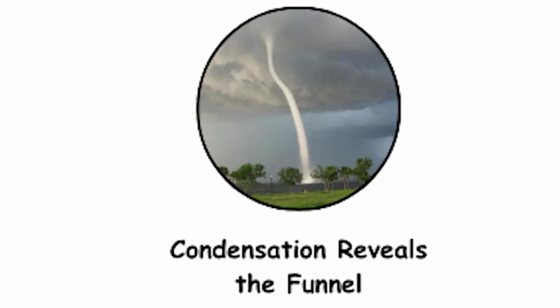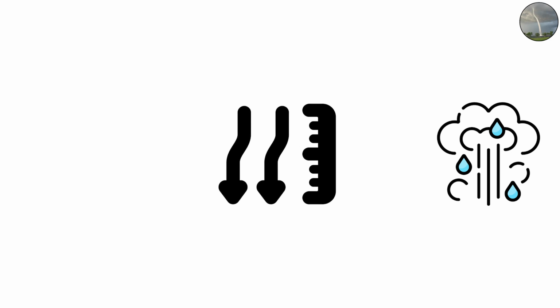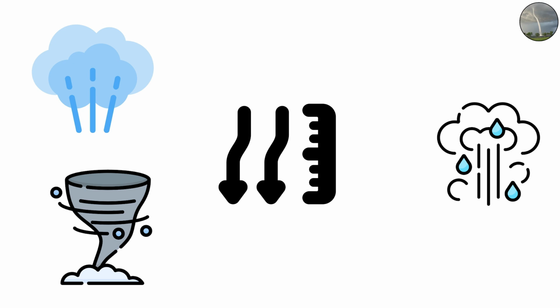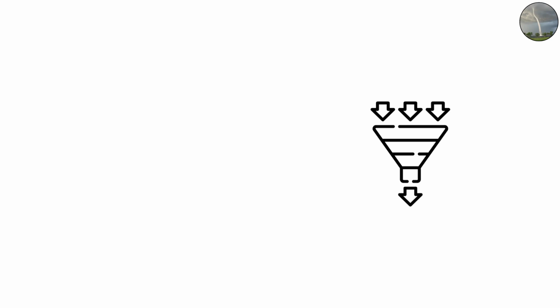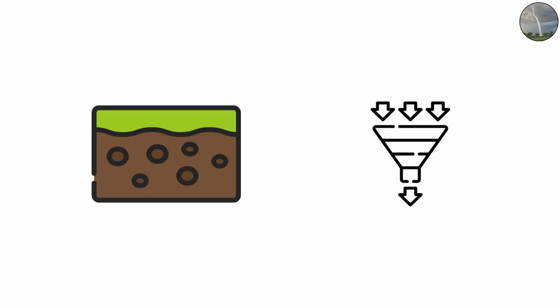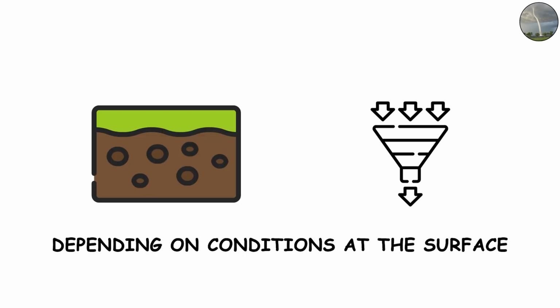Condensation reveals the funnel. As pressure continues to drop, water vapor in the air condenses. This condensation forms a visible funnel cloud. The funnel does not create the tornado. It simply reveals where the strongest rotation already exists. The funnel may extend partially downward or reach the ground, depending on conditions at the surface.